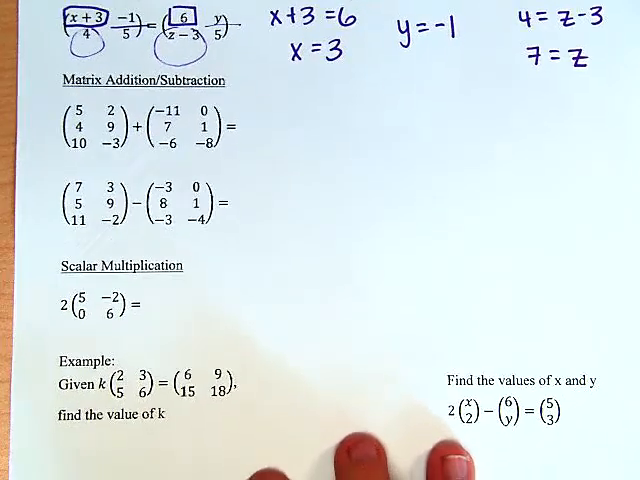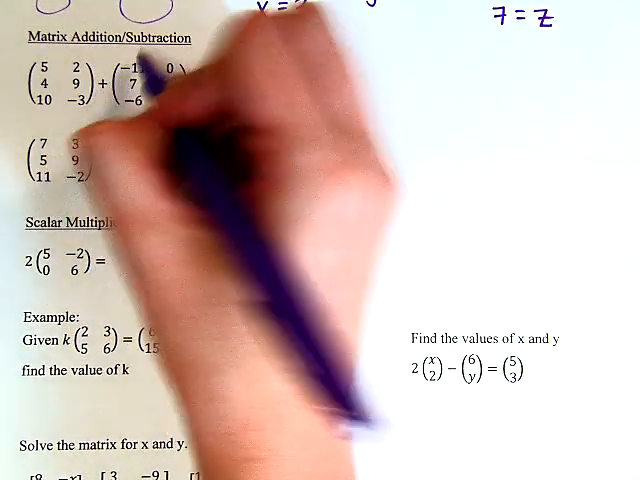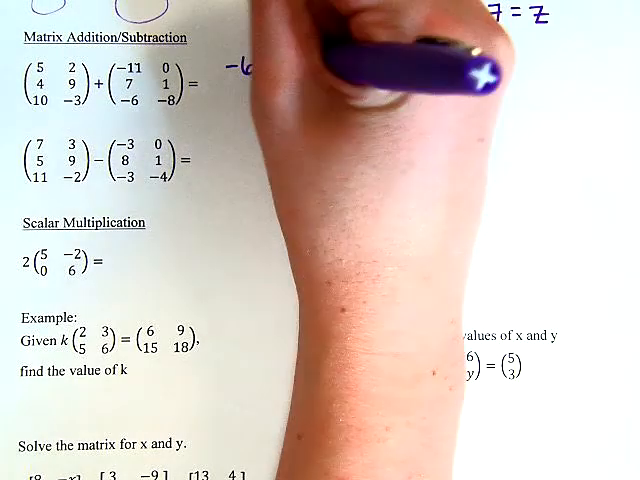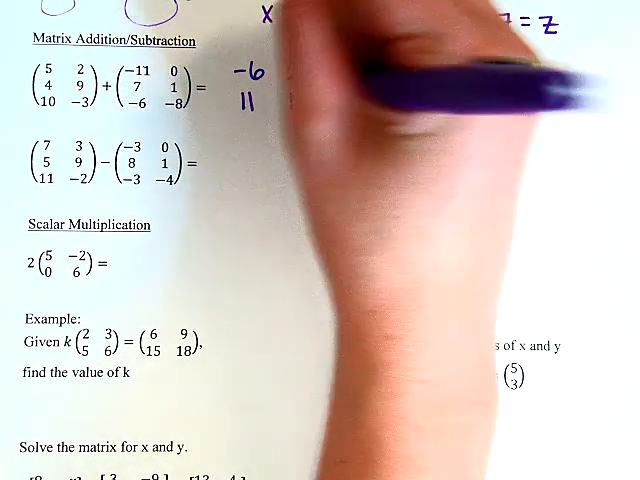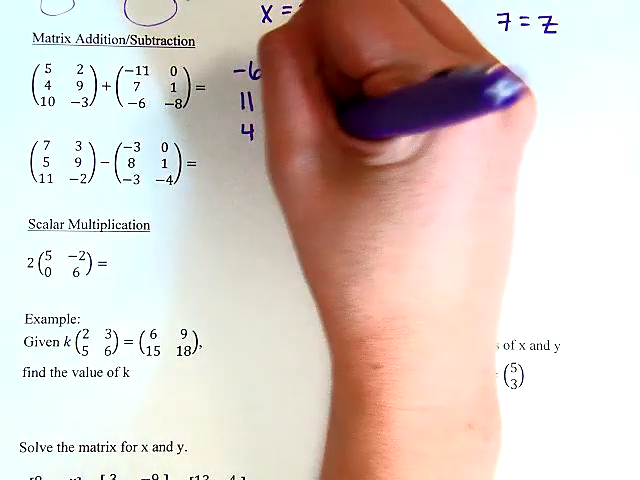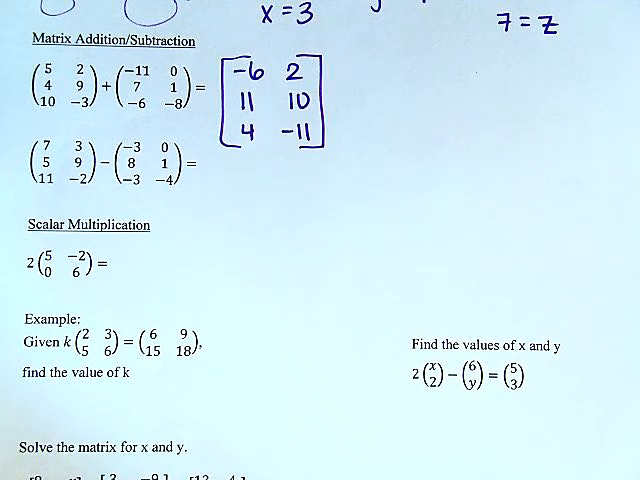Adding and subtracting, you're just adding corresponding parts. So you're going to do 5 plus -11, -6. 2 plus 0. 4 plus 7, 9 plus 1, 10 plus -6, and -3 plus -8.